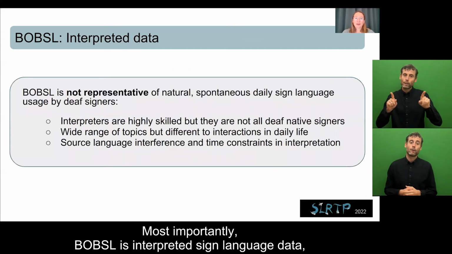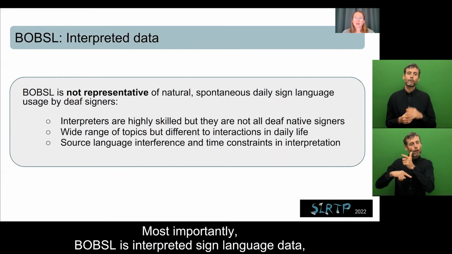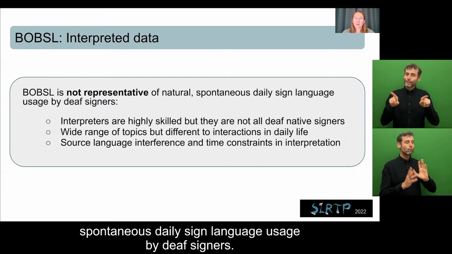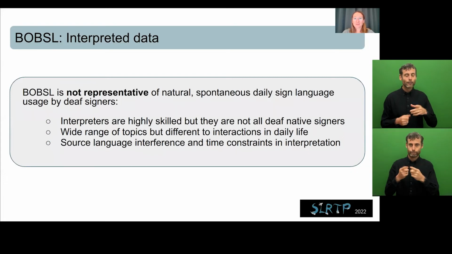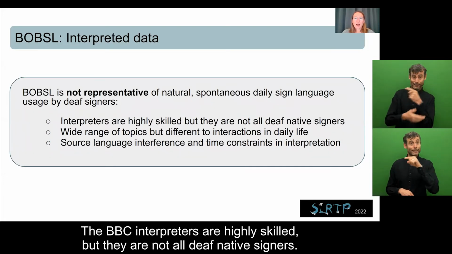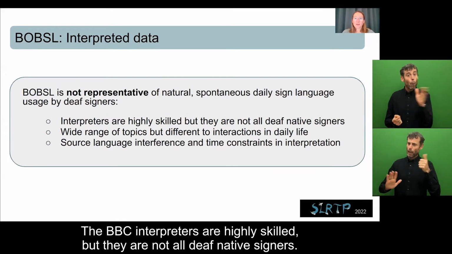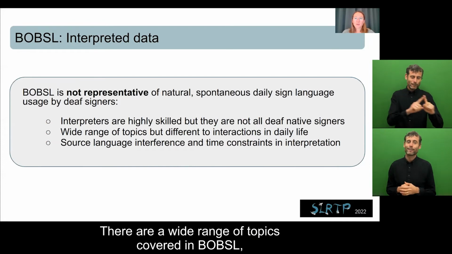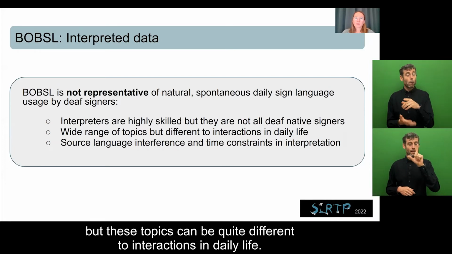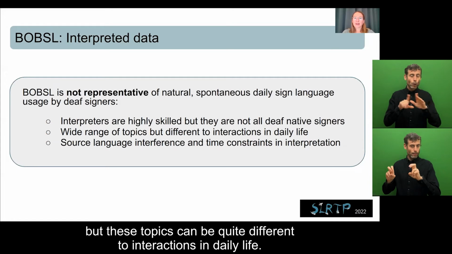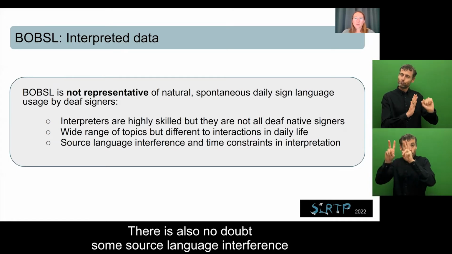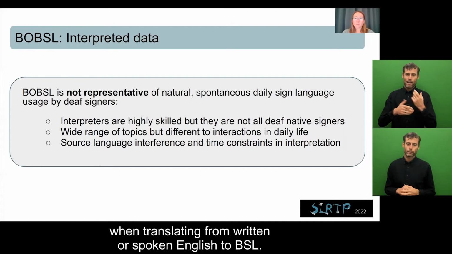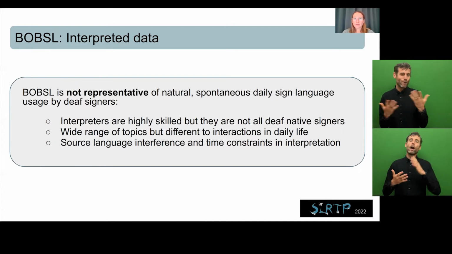Most importantly, BobSL is interpreted sign language data and is not representative of natural, spontaneous daily sign language usage by deaf signers. The BBC interpreters are highly skilled, but they are not all deaf native signers. There are a wide range of topics covered in BobSL, but these topics can be quite different to interactions in daily life. There is also no doubt some source language interference when translating from written or spoken English to BSL.